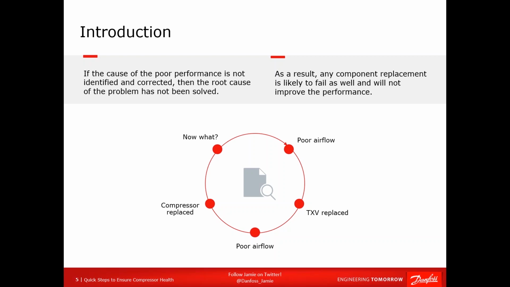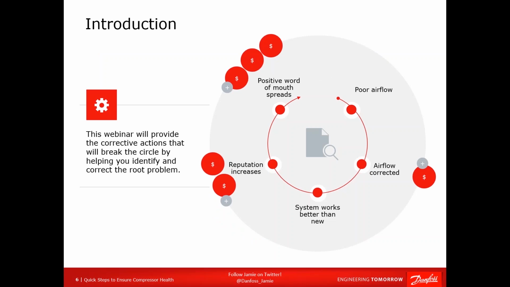So you replace a TXV or you do something else, but if you don't address this poor airflow, eventually something else is going to happen. The system was never fixed correctly. You could end up losing a compressor, for example, due to flood back. Now what are you going to do? You still have not addressed that root cause.